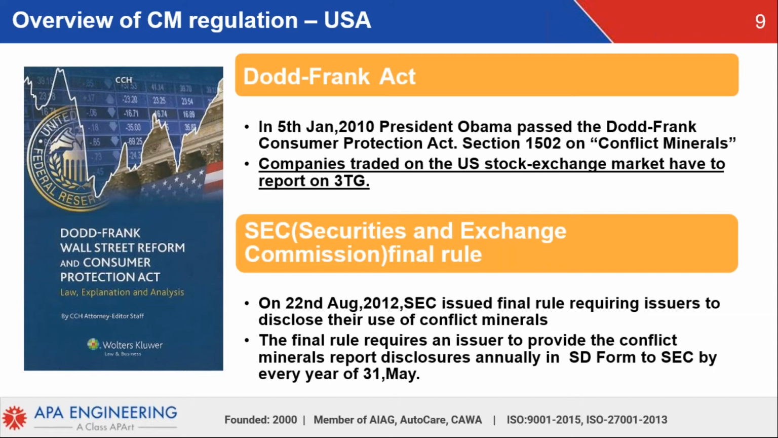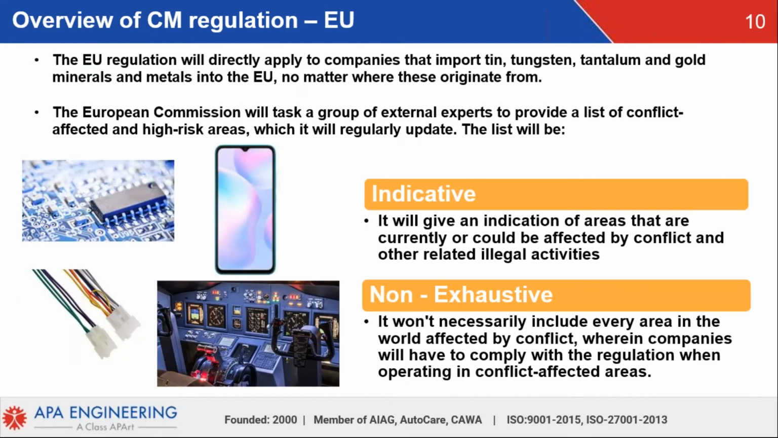In Europe, there is a regulation that just began in 2021. It applies to any companies that are importers of 3TG, tin, tungsten, tantalum, and gold, and any of the related products that may contain those items, regardless of where the minerals come from. So that means it doesn't necessarily have to be a conflict country. You have to disclose where your source was.